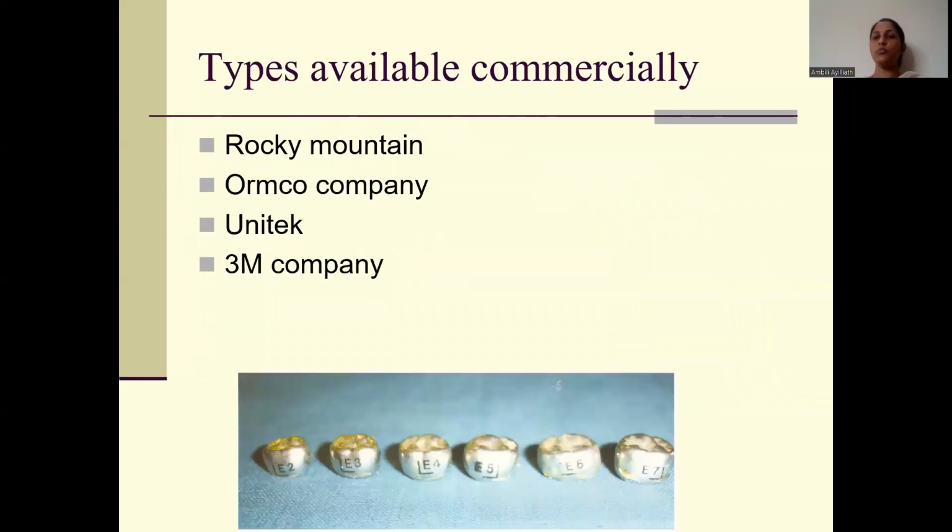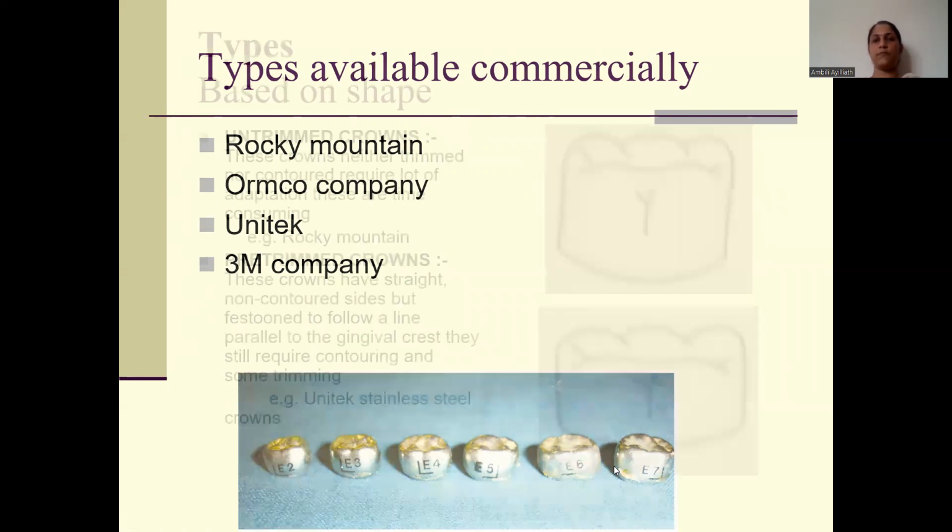Now, I told you previously, various types of stainless steel crowns are available in the market under the names Rocky Mountain, Omco Company, Unitech, 3M Company. The various sizes are shown in the pictures. This is a 3M stainless steel crown where the sizes are available from 2, 3, 4, 5, 6, and 7. So according to the patient's tooth dimension, we can select the crown.